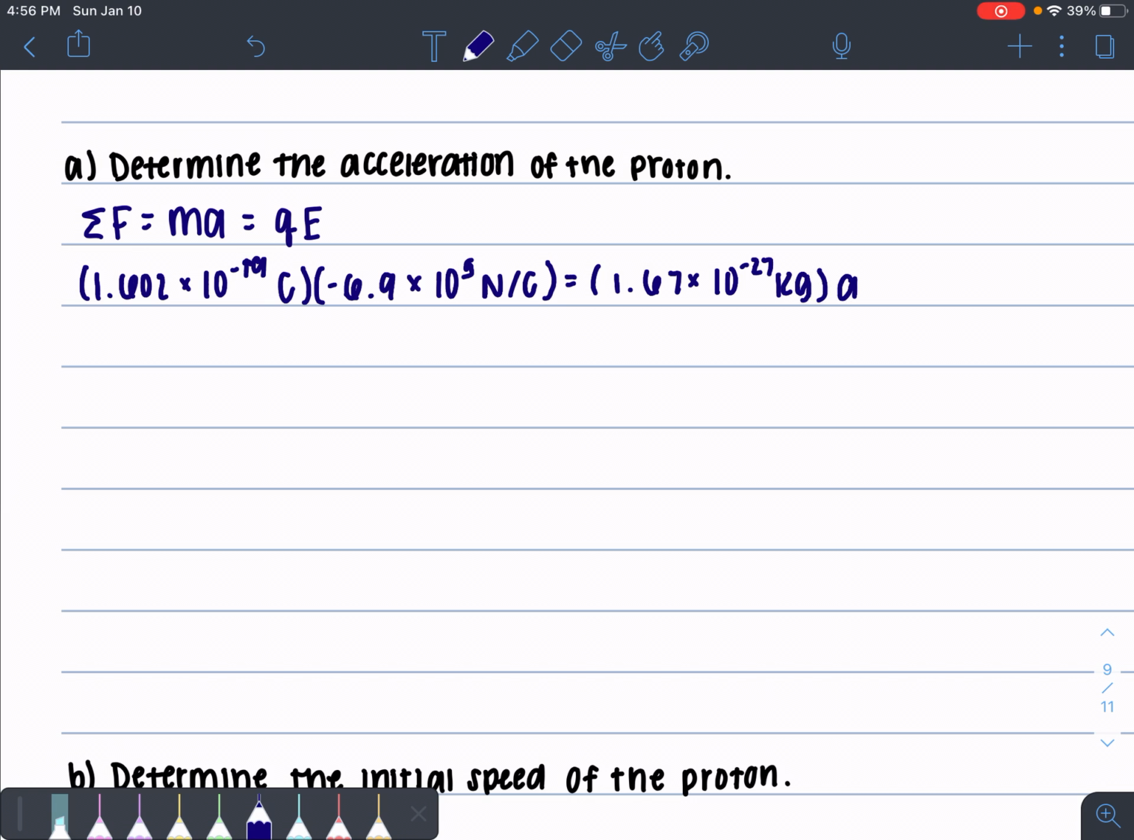So then it asks for the magnitude and the direction. So the magnitude is 6.62 times 10 to the 13th meters per second squared.